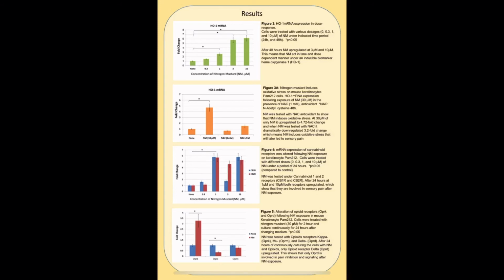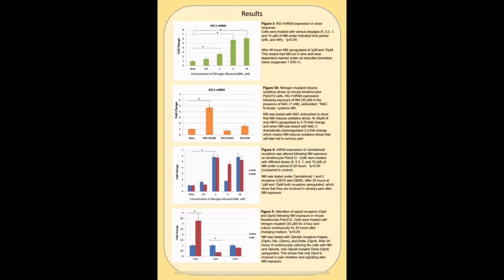Now, in figure 4, we tested cannabinoid 1 and 2 receptor under nitrogen mustard. After 24 hours at 1 and 10 micromolar, it upregulated, which means the cannabinoid receptors are involved in the response to pain signaling.